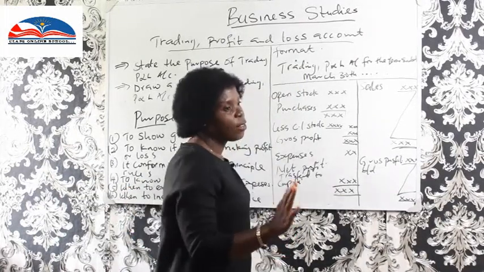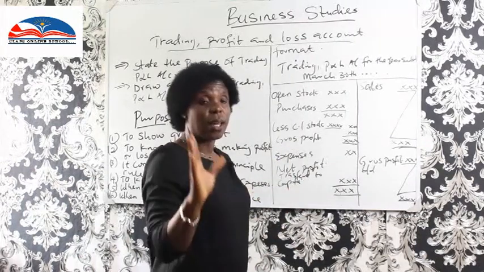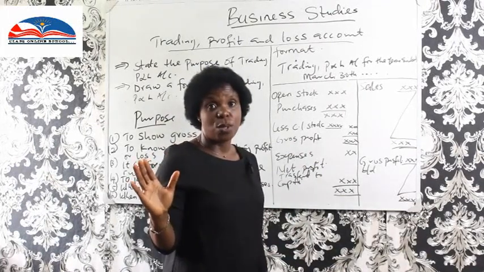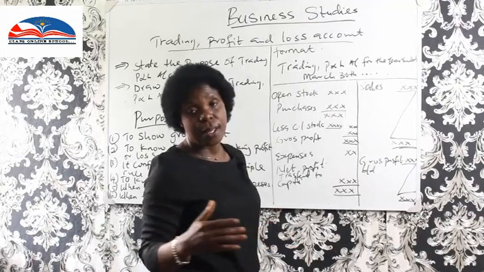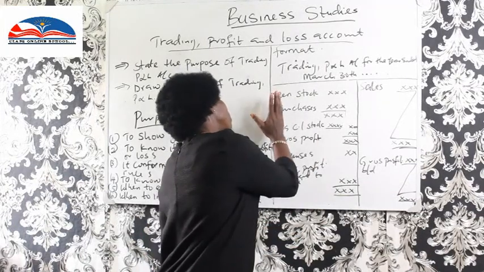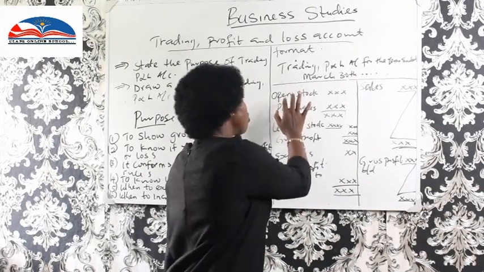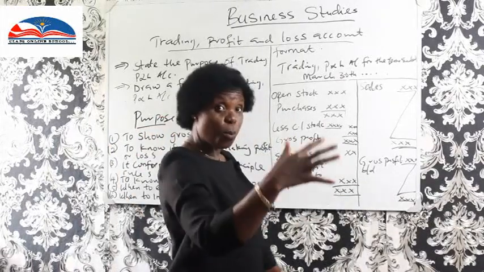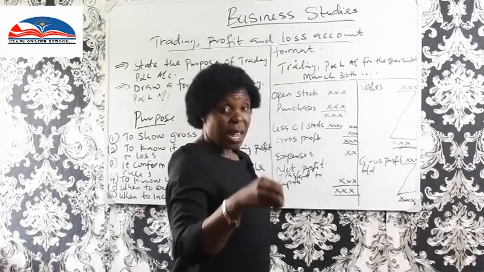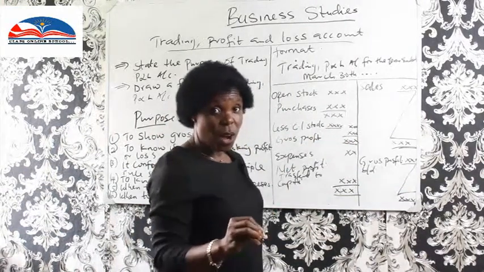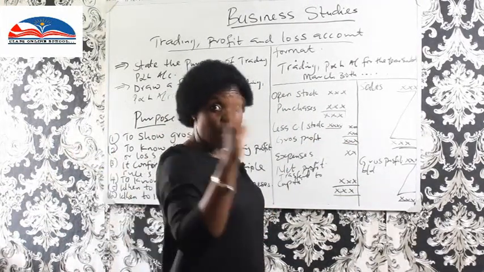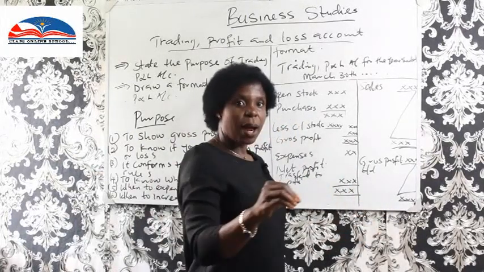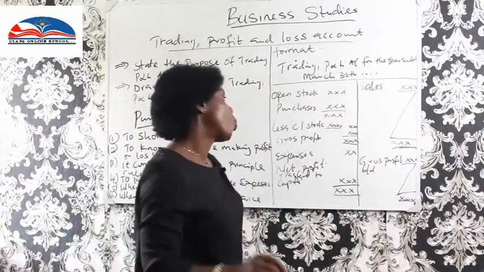Now, this is the format. After you've given it a heading, whether you are preparing the vertical style or the T style, this is what you do. First, you have sales, which is at your credit side. Now, let's start the format with your opening stock. What did you start your business with? That's your opening stock, the stock you bought in your store. You bring in capital, you buy things. Say you are running a bottled water company. You go, you buy a trailer load of bottled water. Now, that bottled water you buy, 2,000 packs. Okay, the 2,000 packs is your opening stock.